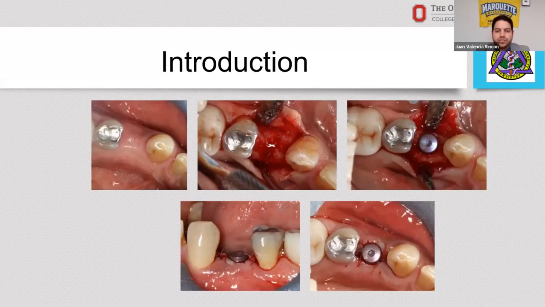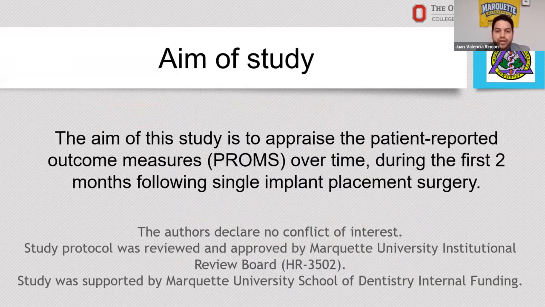Just a little bit of introduction. We all know that implant placement is a very effective surgical technique to restore a missing tooth. This procedure encompasses many physiological and psychological changes in our body, including swelling and pain. That is why the aim of this study is to appraise the patient-reported outcome measures, also called PROMs, over time during the first 2 months following single implant placement surgery.